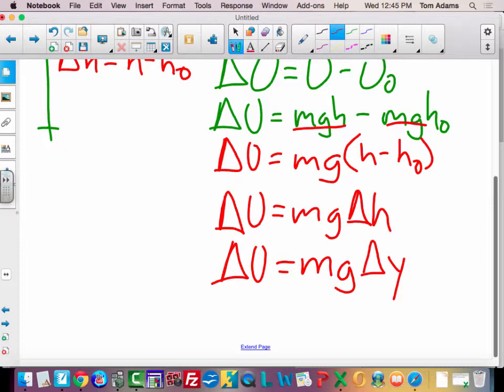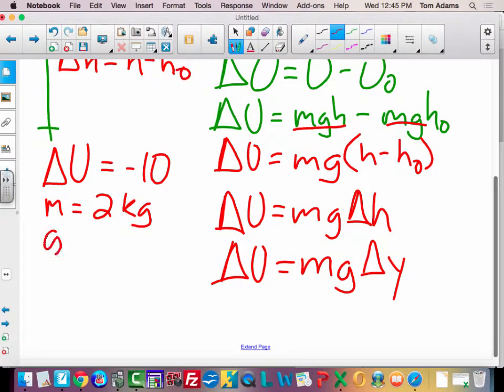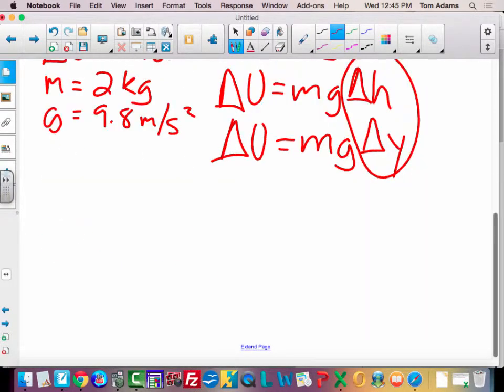Okay. So now, what did they tell us? They told us in the problem that delta U is negative 10, that the mass of the object was 2 kilograms, and that g, we should know by now, is 9.8 meters per second squared, and this is in joules. Check all the units. Energy is in joules, mass is in kilograms, acceleration is meters per second squared. And so the question conceptually is we can really only figure out the change in position. Okay? Well, how do I figure that out?